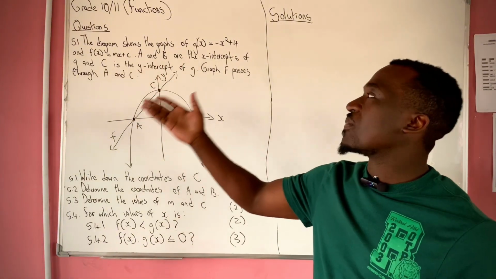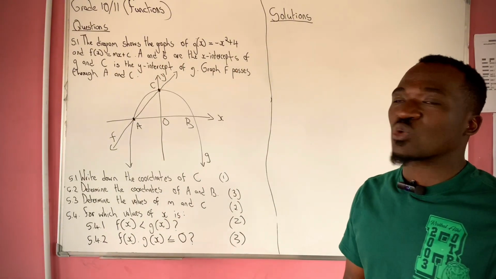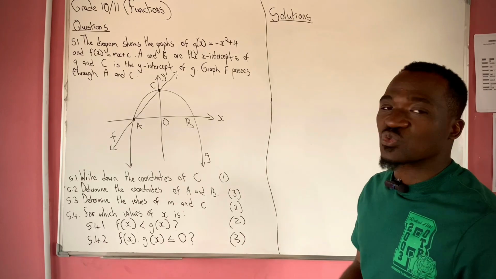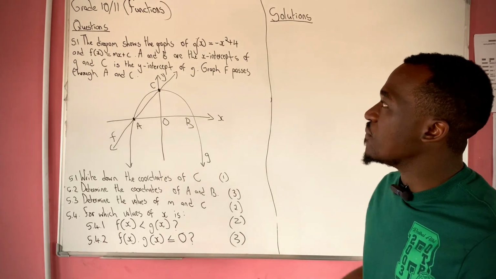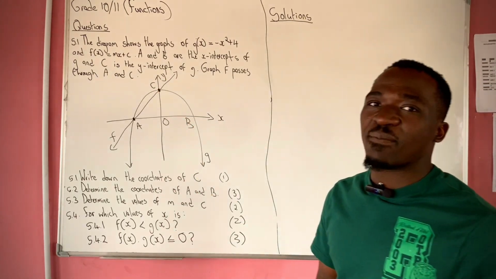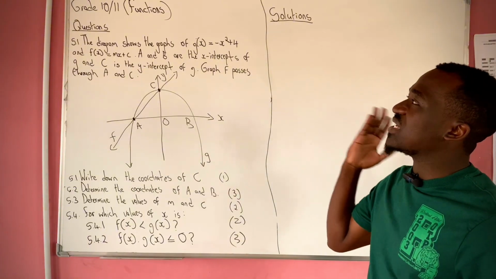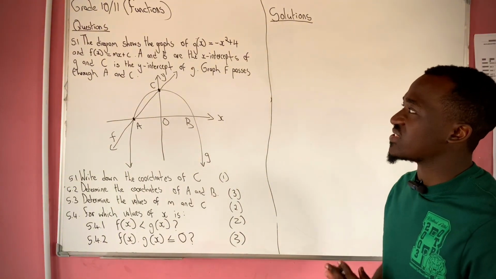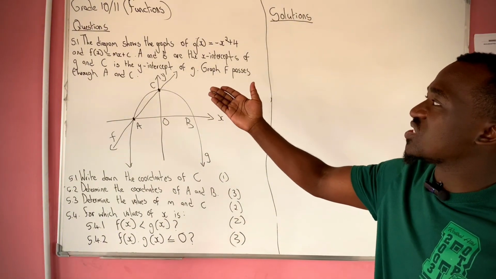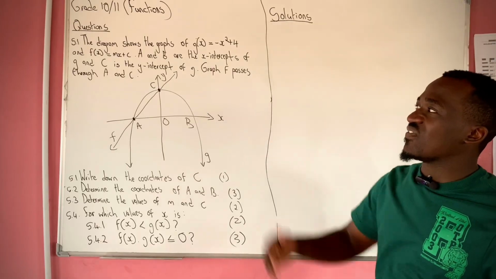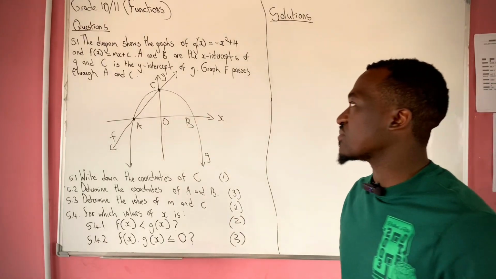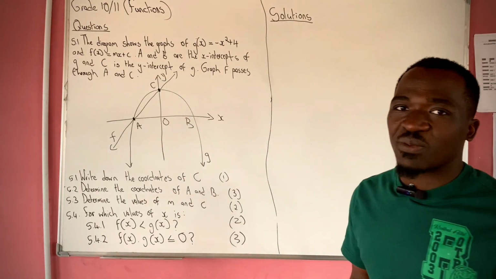Looking at 5.1, they're saying that the diagram shows the graphs of g of x, which is equal to negative x squared plus 4, and f of x, which is equal to mx plus c. Then A and B are the x-intercepts of g, and C is the y-intercept of g, and the graph of f passes through A and C. This is our graph of the parabola.